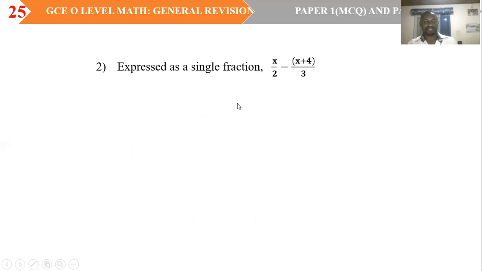We move to question 2: express as a single fraction x over 2 minus (x plus 4) over 3. Here we find the LCM. The LCM of 2 and 3 is 6. 6 divided by 2 is 3, 3 times x, 3x. 6 divided by 3 is 2, 2 times x plus 4 is 2 into x plus 4. Expanding and simplifying gives us x minus 8 over 6.